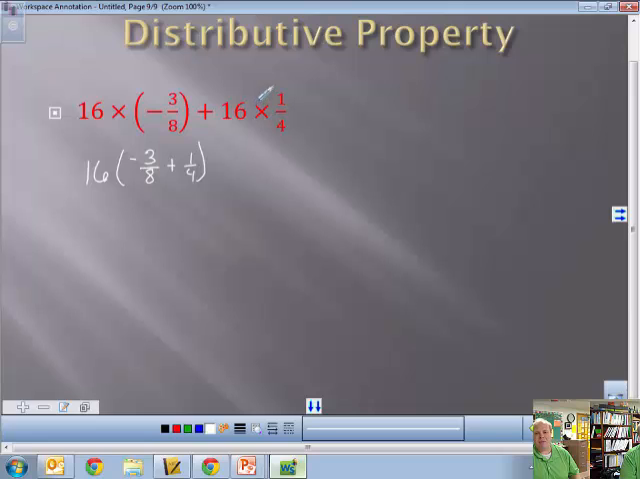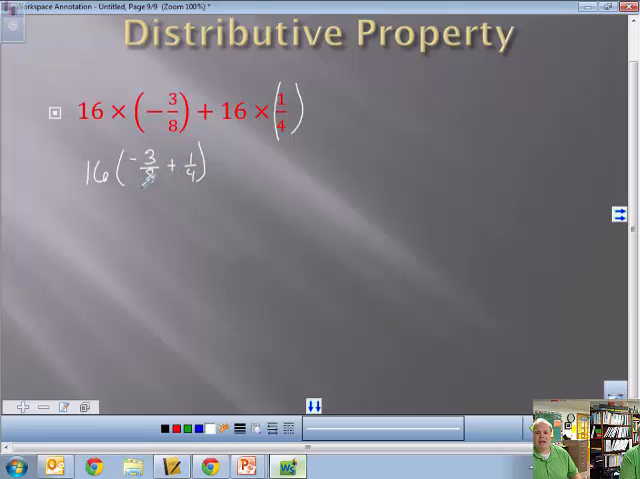Because look at this, if I put parentheses around this 1/4, I'm still adding, I'm still going 16 times negative 3/8, that's what I'm doing here, plus I'm going 16 times 1/4. I'm going backwards into what I'm doing. That's all I'm doing here. Now, let's see if we can get this in equivalent fractions.